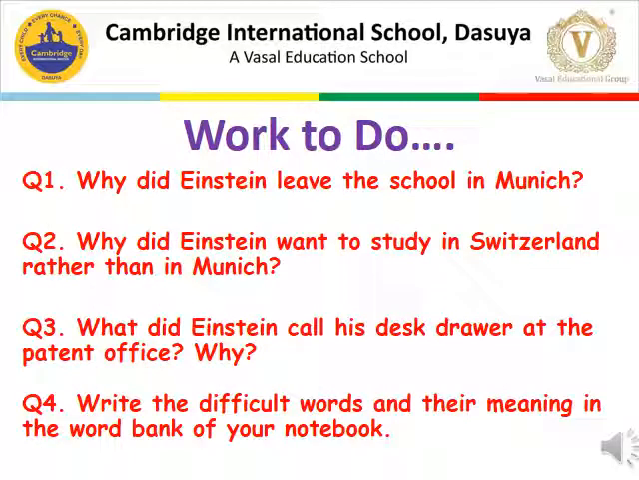Before I end my lesson, let me give you some work to do. I'll give you 3 questions. The first question is, why did Einstein leave the school in Munich? Second question is, why did Einstein want to study in Switzerland rather than in Munich? The third question is, what did Einstein call his desk drawer at the patent office and why?